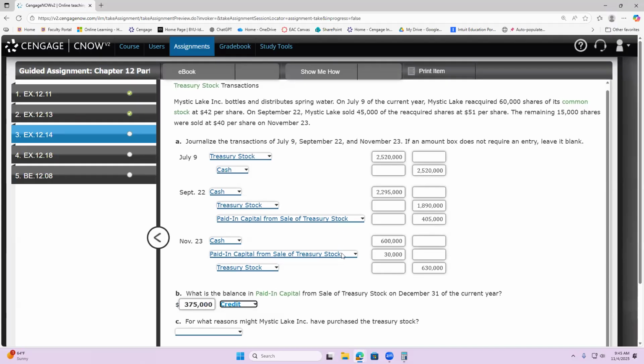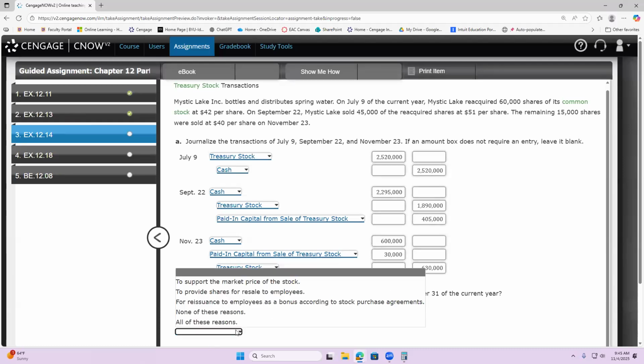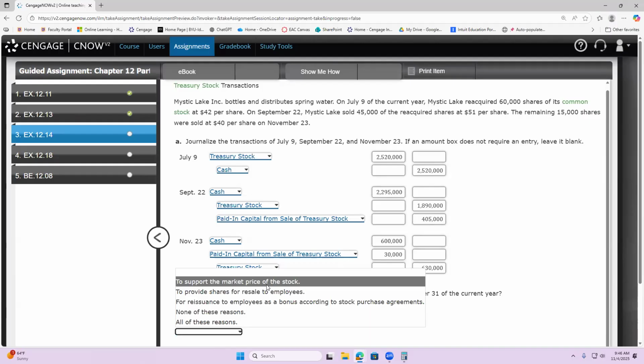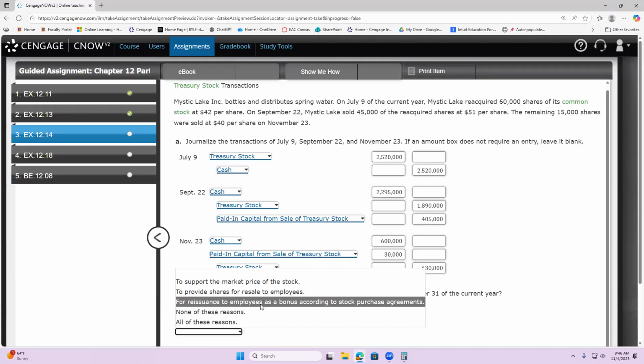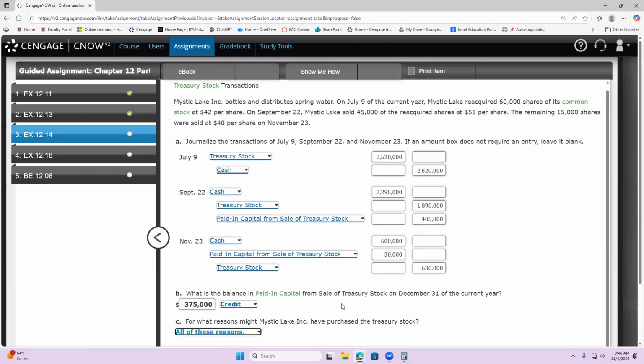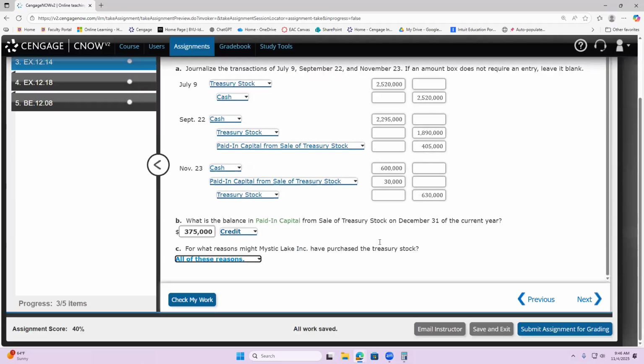For what reasons might Mystic Lake Inc. have purchased the treasury stock? So to support the market price of the stock, that might be one reason to buy your own stock. Right? As you buy it, it holds the price up. Provide shares for resale to employees. That's another reason. For reissuance to employees as a bonus, sure. Or all of those. I'm going to put all of those reasons.